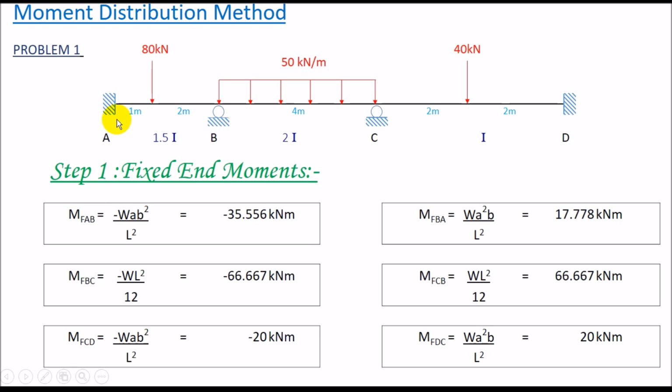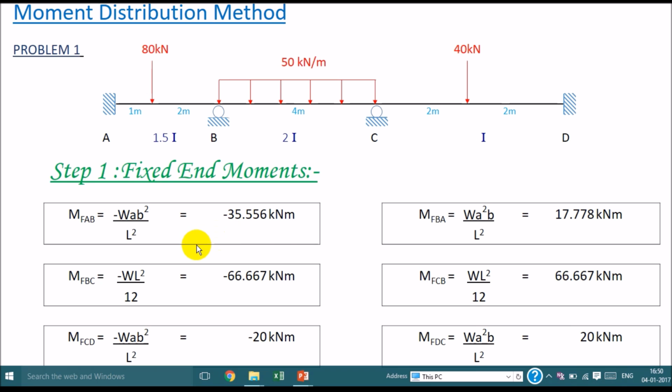MFAB is the fixed end moment at A, and it is given as minus W A B square by L square, where W is equal to 80, A is 1, B is 2, and L is 3. So we get minus 35.556.